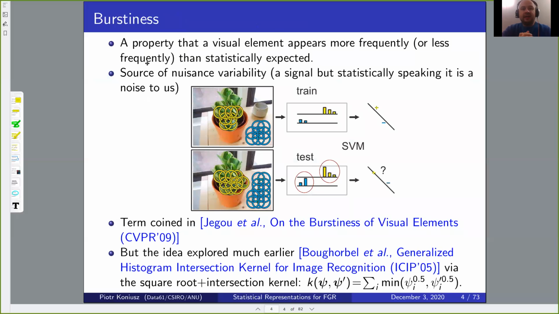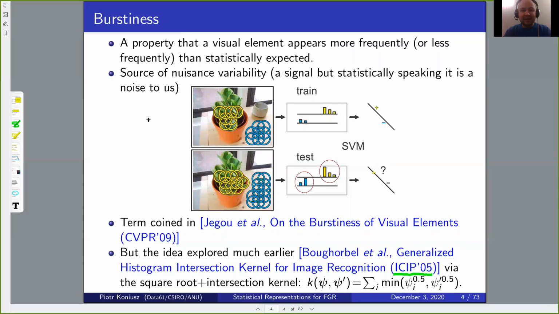This is a property that a visual element appears more frequently or less than statistically expected, and it's a source of nuisance variability. So burstiness is a signal, but it is not useful for the purposes of classification. And this is a term coined by Hervé Jégou in 2009. However, the idea was explored actually way before in this ICIP 2005 paper, where feature vectors were square rooted before they were fed to the intersection kernel.